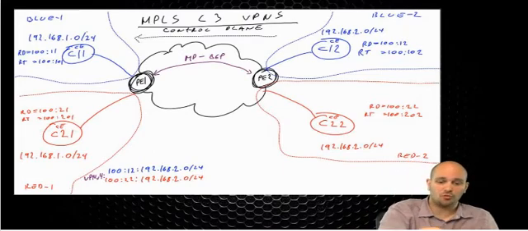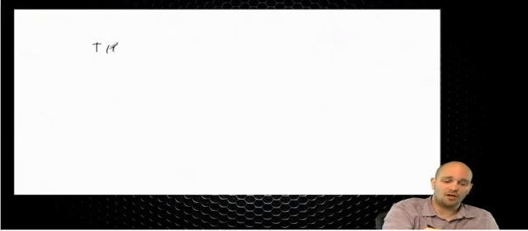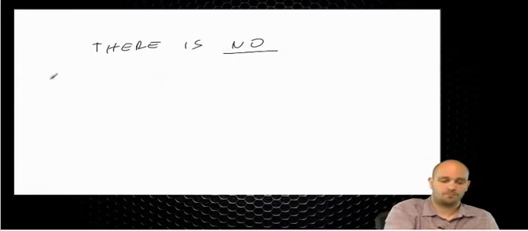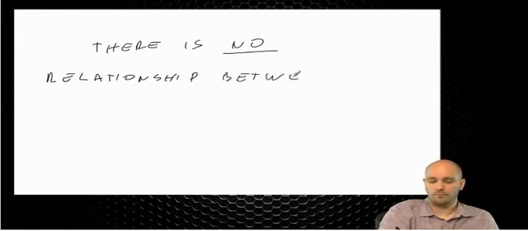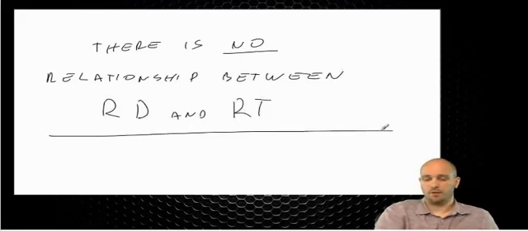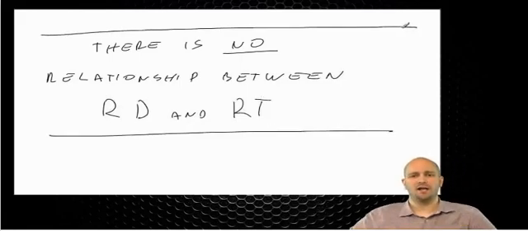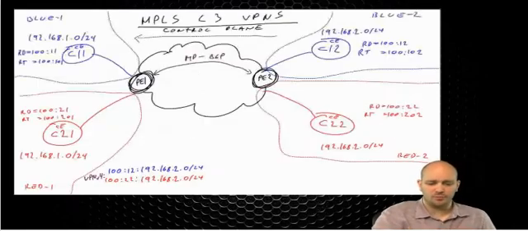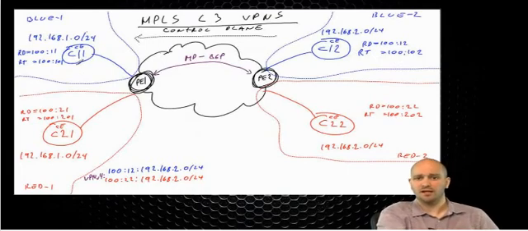And I'm actually going to write that. There is no relationship between RD and route targets. They are completely unrelated. The purpose of route distinguisher is to make routes unique, and the purpose of route target is to help the other side sort the routes in appropriate routing tables.